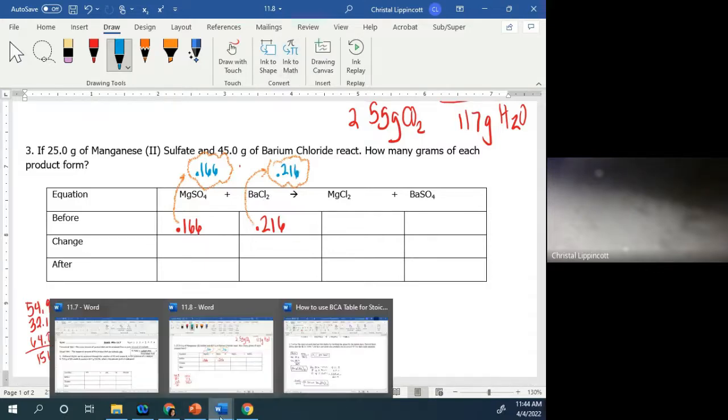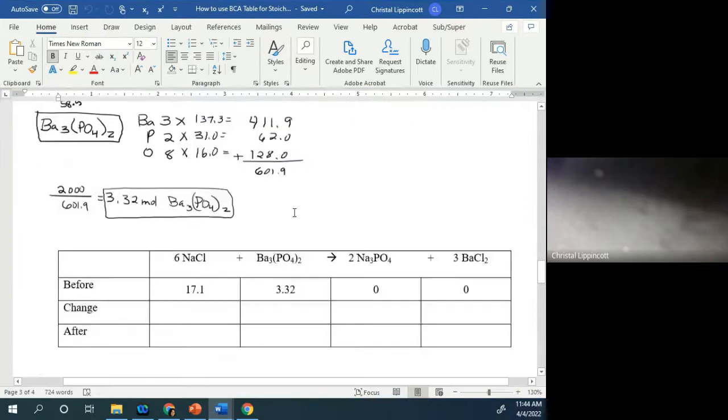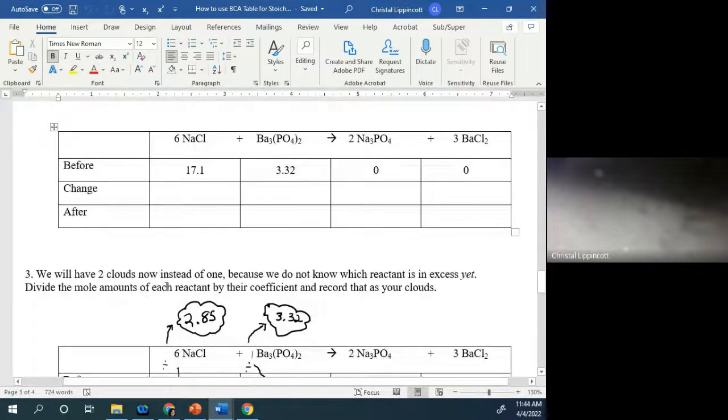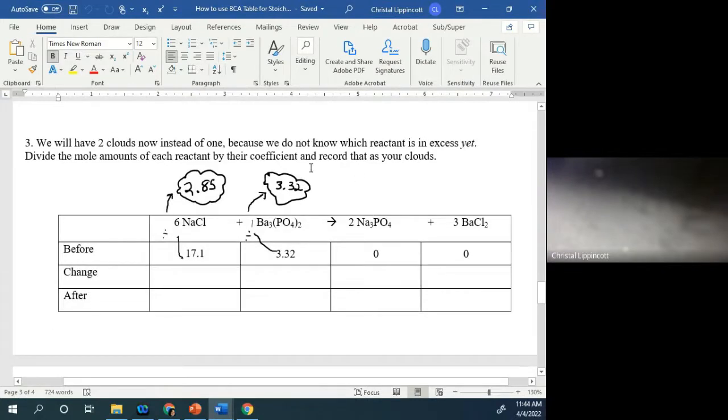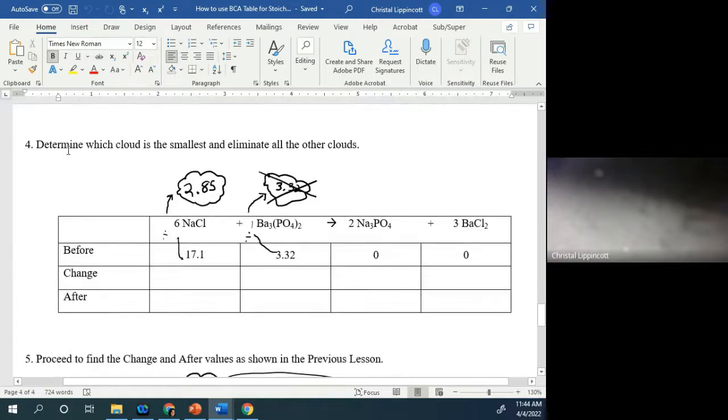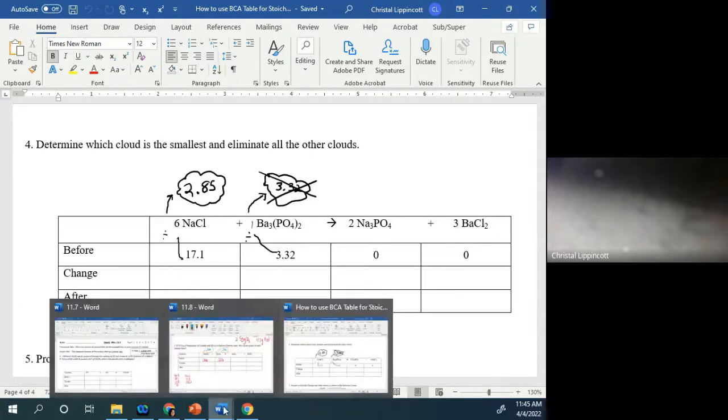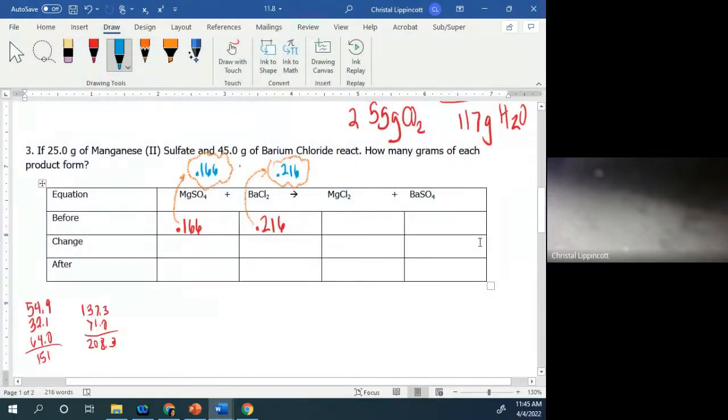So if I go back over to this sheet where I was showing you how to do this, we put these under our headings. We have 2 clouds now. And the way I did that was I divided by the coefficient to get my 2 clouds. Then I'm going to determine which cloud is the smallest and eliminate all other clouds. So step 4 is determine which cloud's the smallest and get rid of the other ones.